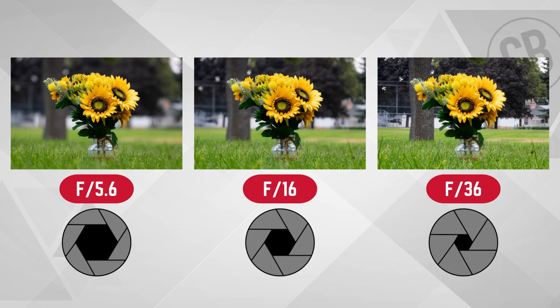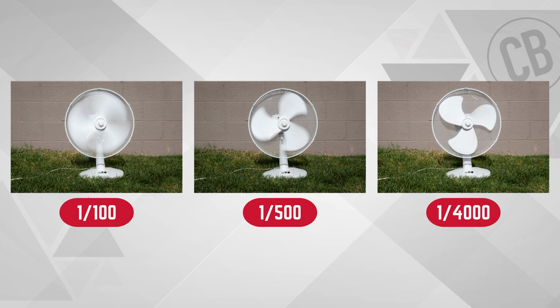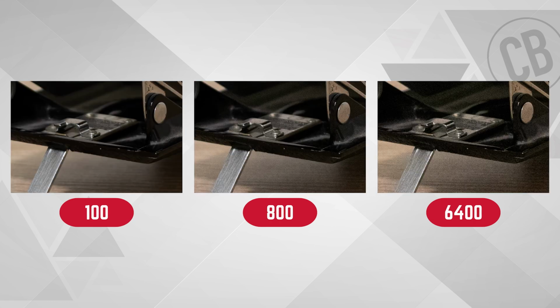It's important to know that each of the elements of the exposure triangle don't only affect the exposure or brightness of your image, they also have artistic elements. Aperture, for instance, can affect the depth of field. As you change your aperture, you can have either more or less of your image in focus. Shutter speed can affect whether you freeze or capture motion or blur motion. And the ISO will affect the amount of noise in your image.